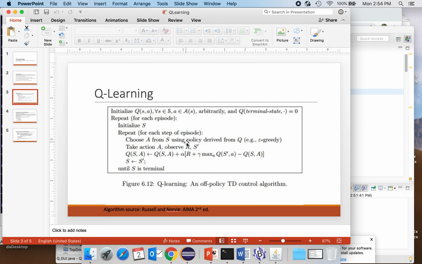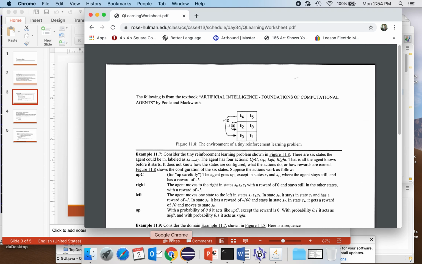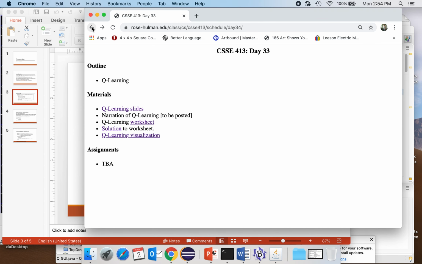In order to understand this formula and the way we do this, it's helpful to do a little bit of an exercise. So on the website, I posted a link to this. So here's the worksheet, and yes, there's also a solution. This one here is a link to the code that I just demonstrated to you.